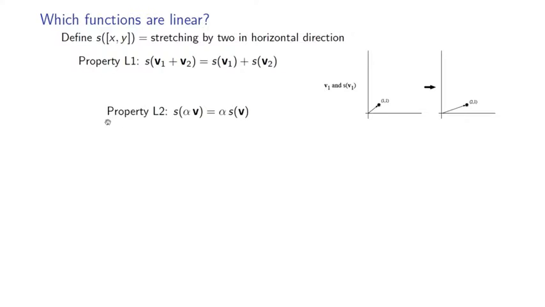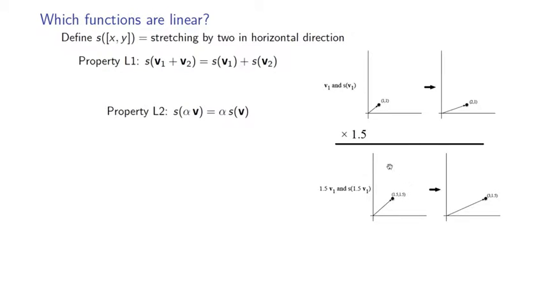The other property of linear functions, property L1, requires that for any scalar alpha and any vector v in the domain, s of alpha times v is the same as alpha times s of v. Let's illustrate this property using our vector v1 from the previous example. Remember, here's the image, s of v1. We multiply v1 by a scalar, say 1.5, and this is what we get.